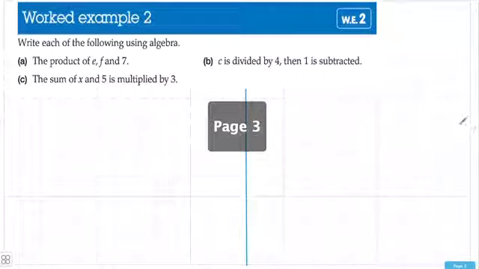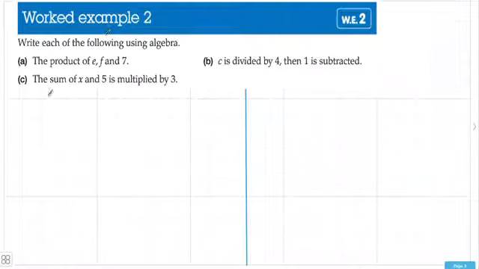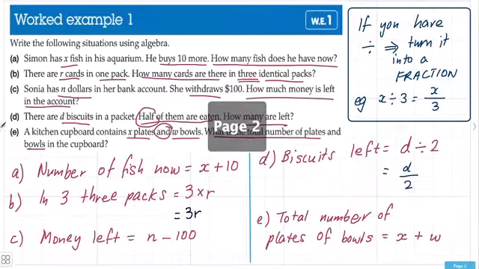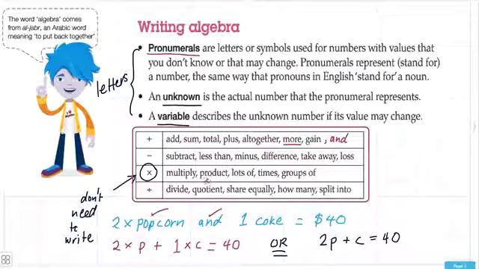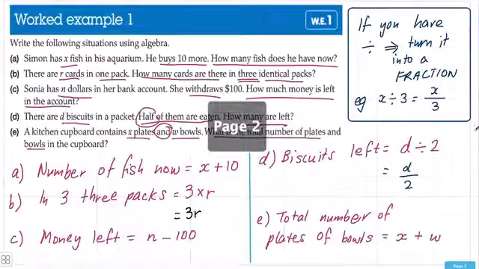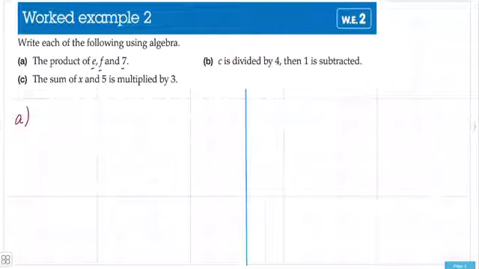All right. Last example here is writing the following in algebra. Now these ones are really using those words from the table. The first one says the product of E, F and 7. So I'm going to go back to that table that you've written in your book, and you can see the word product means multiply. So I'm going to write this out as the product of E, F and 7. That means E, F and 7 are all multiplied together. That's what we mean by product.